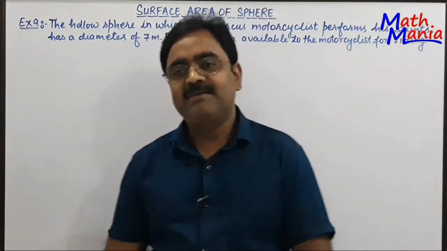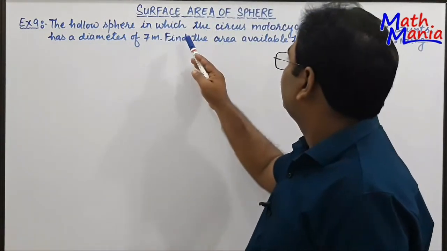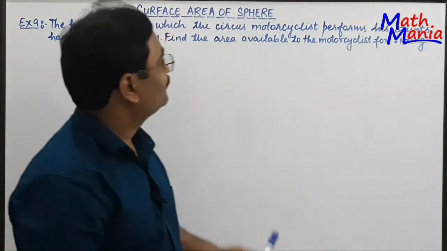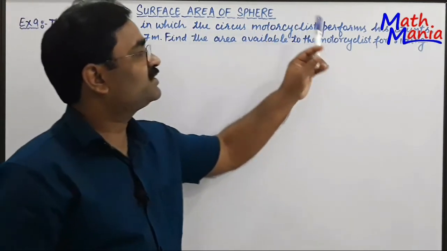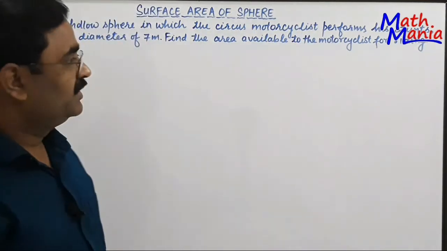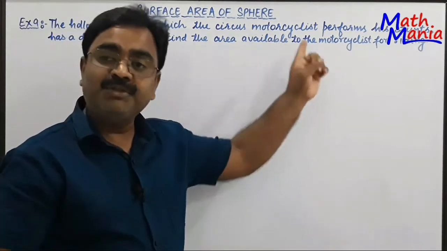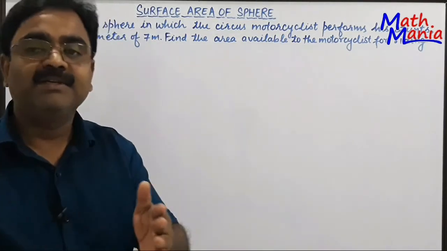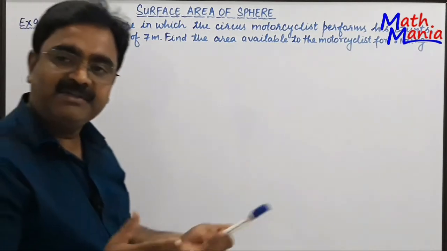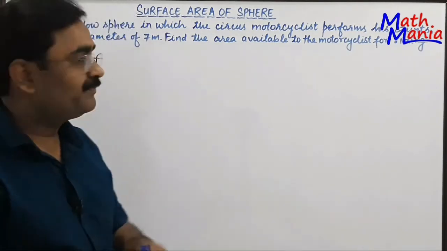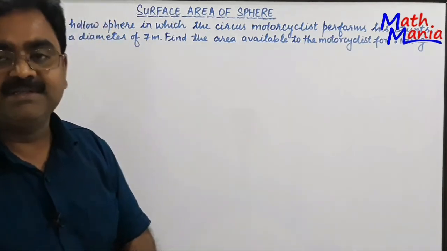See friends, in example number 9, it is given that a hollow sphere is in the shape of a circular globe in which the circus motorcyclist performs his stunts. Means in this hollow sphere the circus motorcyclist is performing his stunts. So it has a diameter of 7 meter, the diameter of that hollow sphere is given. Find the area available to the motorcyclist for his riding.